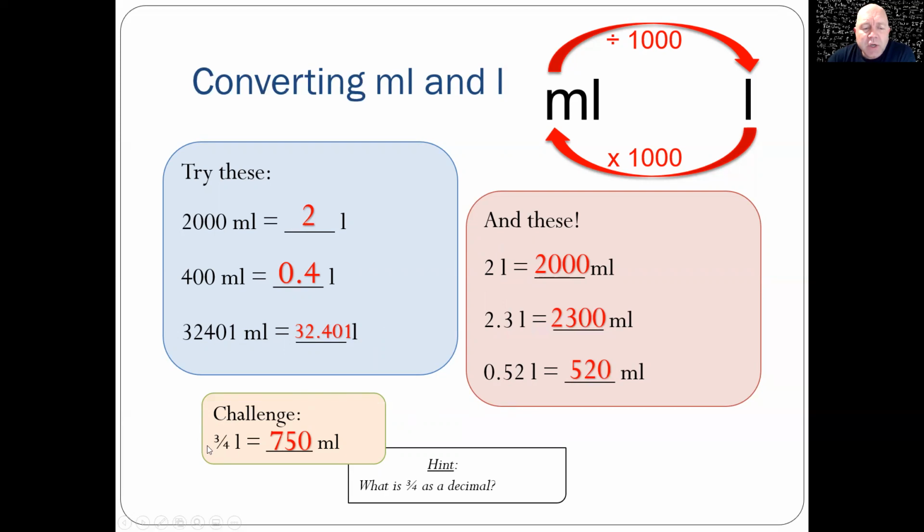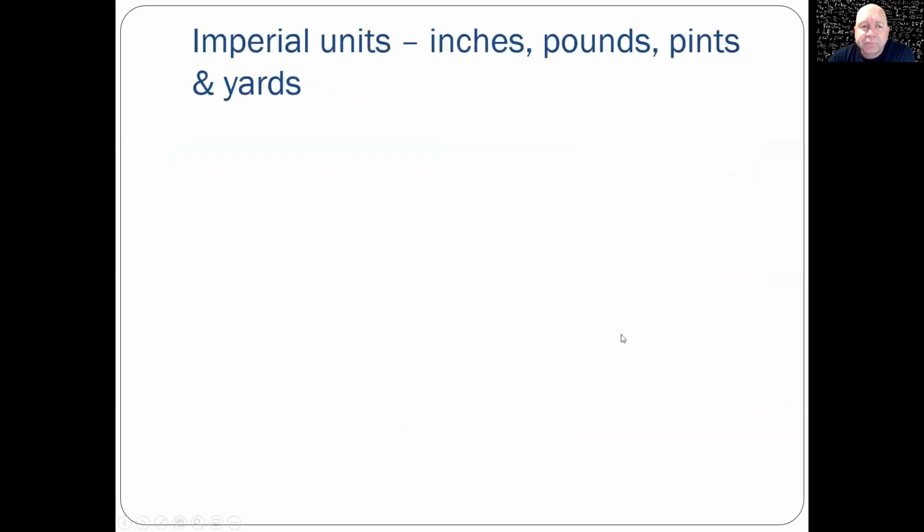And then the challenge was 3/4 of a liter. As a decimal, 3/4 we know is 0.75. Multiply that by 1,000, and you get 750 milliliters. Well done if you got those right.